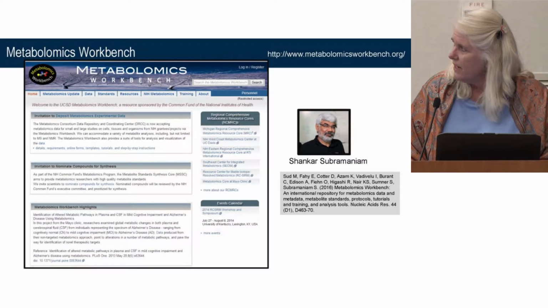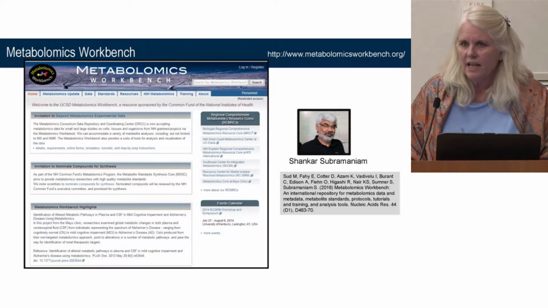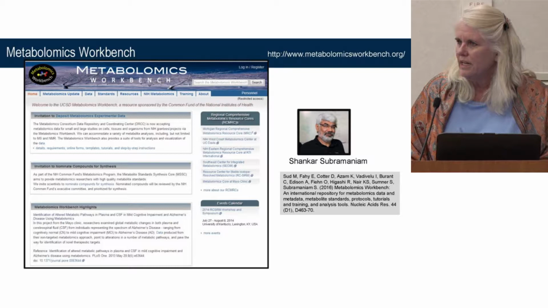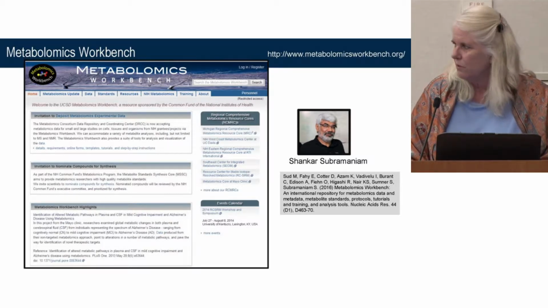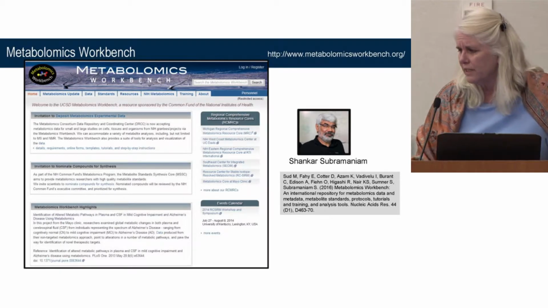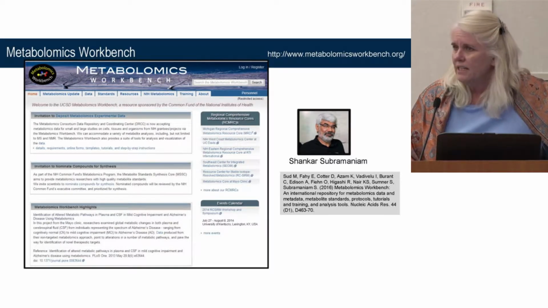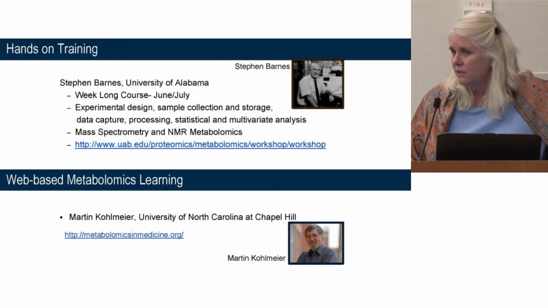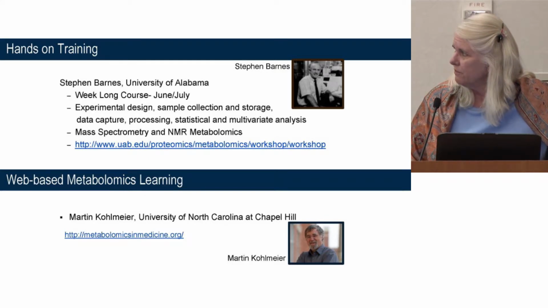We also have a resource that's called Metabolomics Workbench. There's a website for that. You can just Google Metabolomics Workbench and you'll find a link to it. And it tells you all about many of the resources that NIH has put available in the US and types of studies that we're doing, et cetera. Okay, and there's many hands-on training materials, and you can find those described. There's web-based learning materials, and you can find all that at the Workbench.